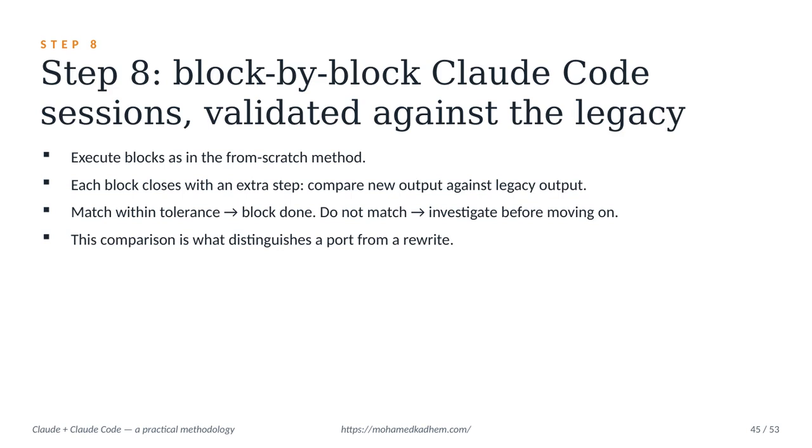Now you execute blocks the same way as in the from-scratch method, but each block closes with an extra step: a comparison of the new output against the legacy output on the same input. When the outputs match within the tolerance you have chosen, the block is done. When they do not, you investigate before moving on. This comparison is what distinguishes a port from a rewrite. It is also what protects you, months later, when someone asks whether the new code really reproduces the old one. You can show them the comparison.